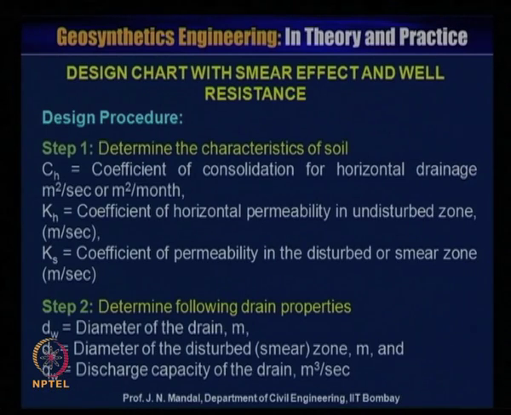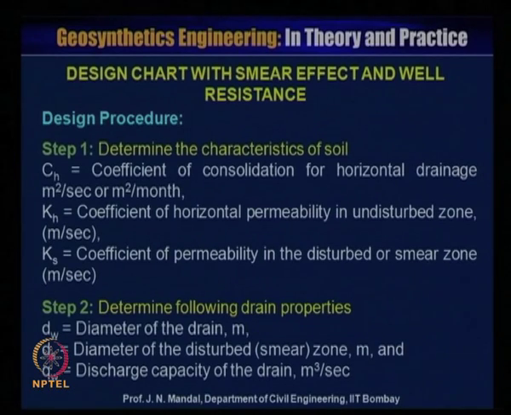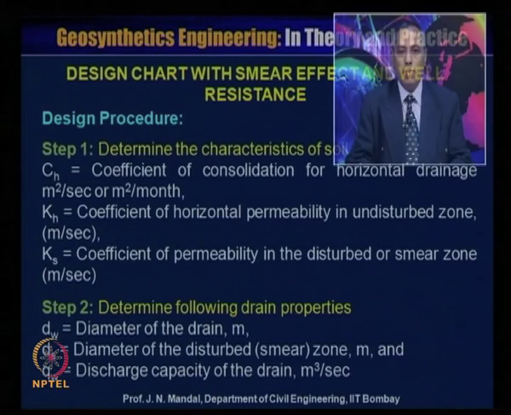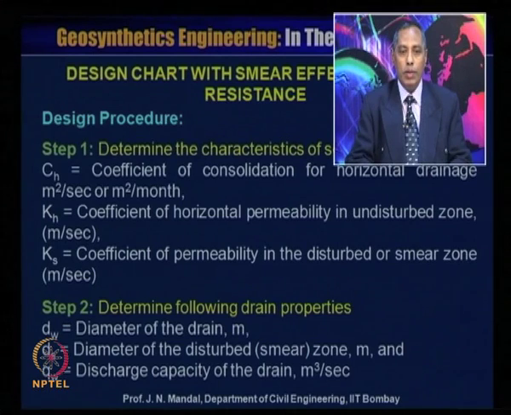Step 1, determine the characteristics of soil. That means you should know the Ch, the coefficient of consolidation for horizontal drainage, in meter square per second or meter square per month; Kh, the coefficient of horizontal permeability in the undisturbed zone, in meter per second; and Ks, the coefficient of permeability in the disturbed or smear zone, in meter per second.